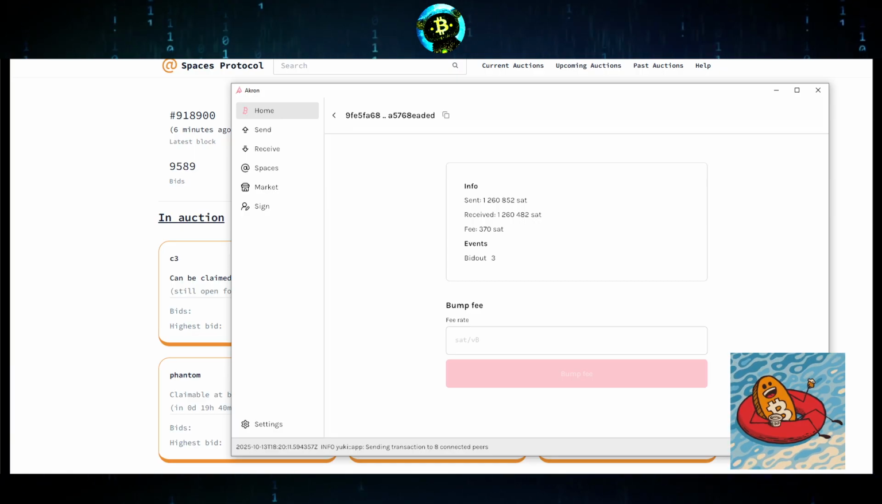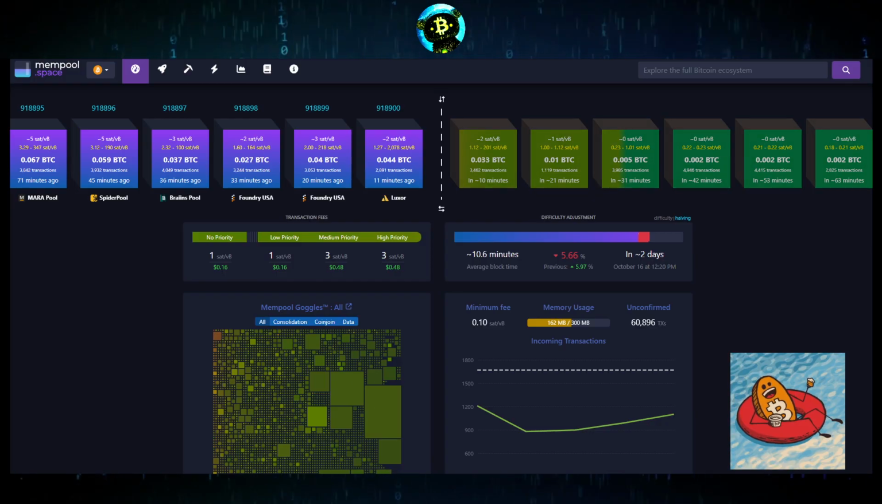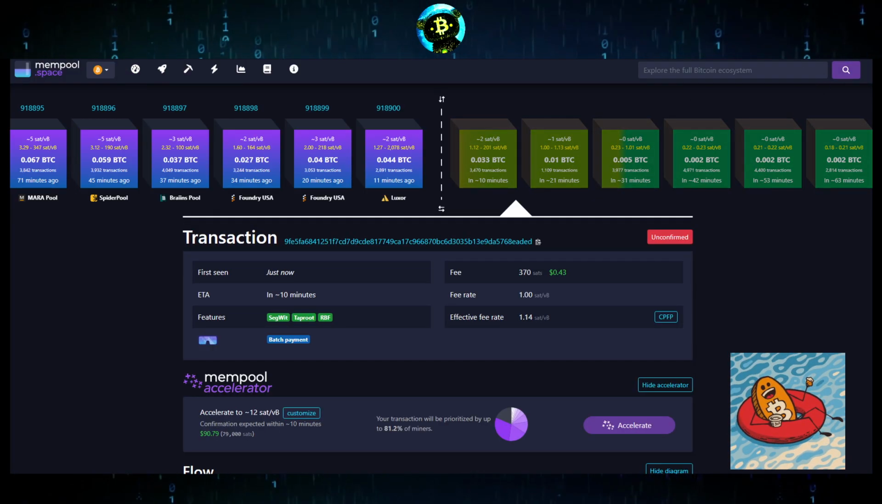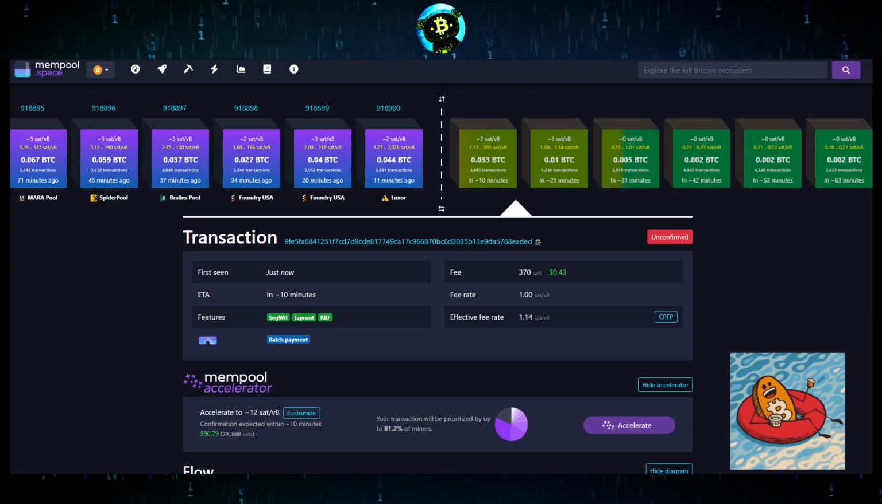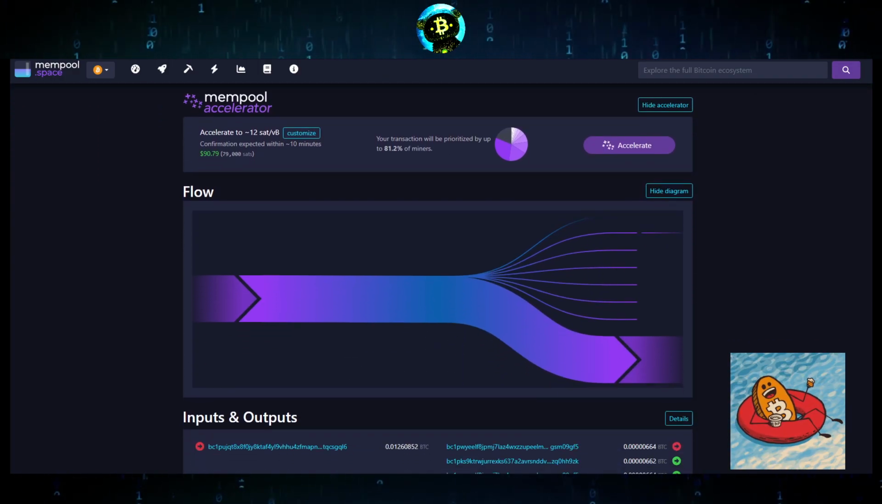Well, let's just copy this transaction. Can we just look it up? Let's just look it up and see what it looks like here. Okay, so the fee, 370 Satoshis. 1 sat per VByte. I still don't know what the difference is between fee rate and effective fee rate. Are you charging me more? 1.14 sats per VByte? And how many VBytes is it?